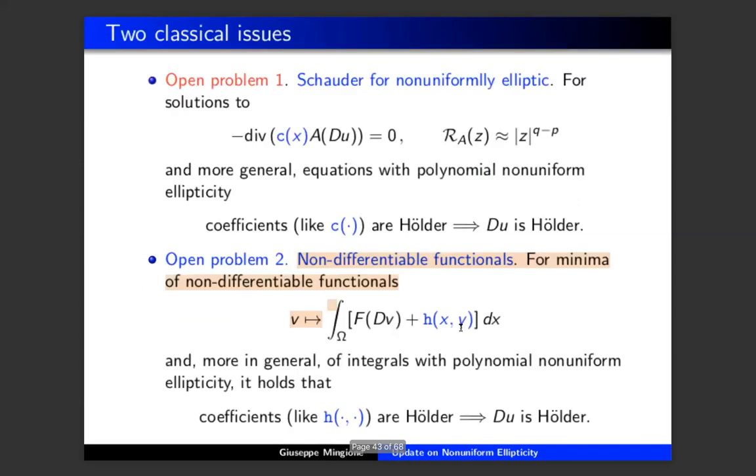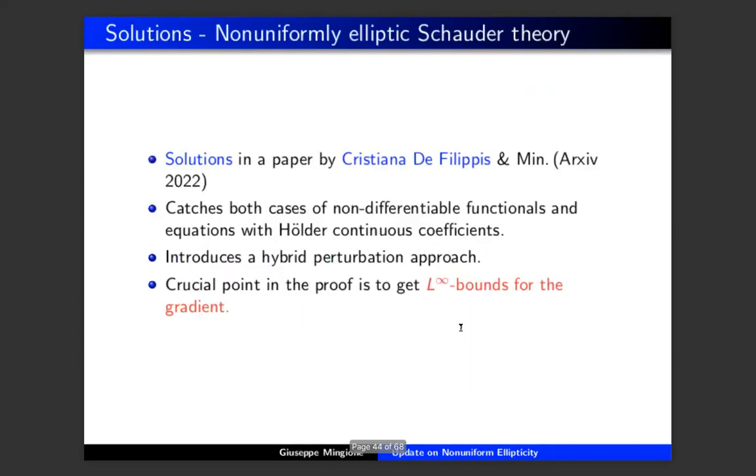Today I would like to present solutions to both problems, which are in a recent paper by Cristiana De Filippis and myself. And the real contribution of this paper is that we introduce an approach which is not really a perturbation approach, but only partially relies on perturbation. Essentially we introduce a method to get perturbation in a non-uniformly elliptic setting. Then there's a backbone, a basic technique, and you can apply it to general cases. In this paper, we provide a certain number of cases, but others are still possible.